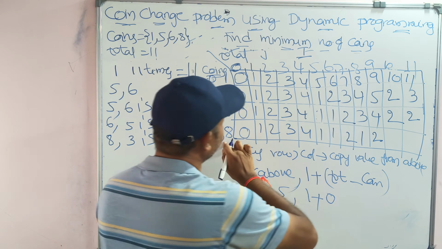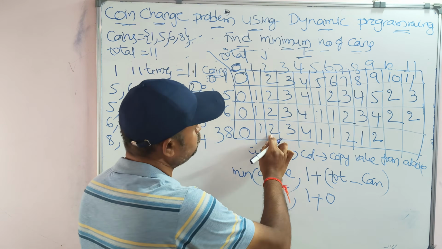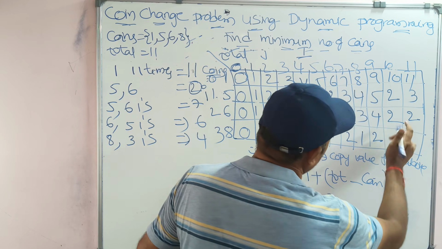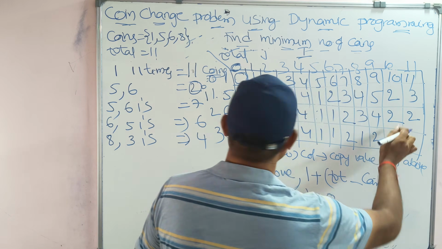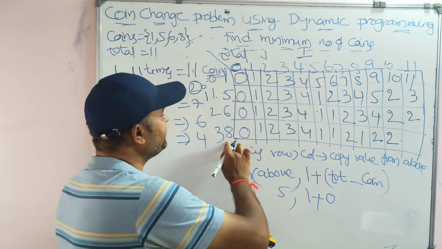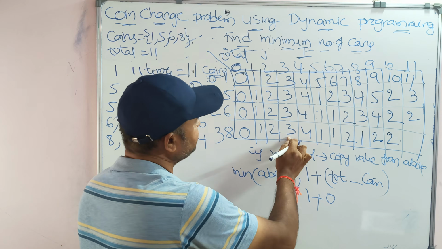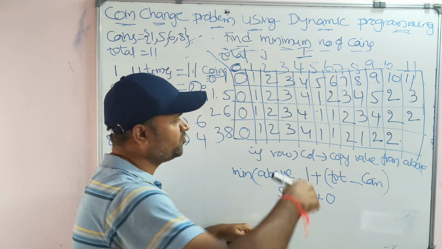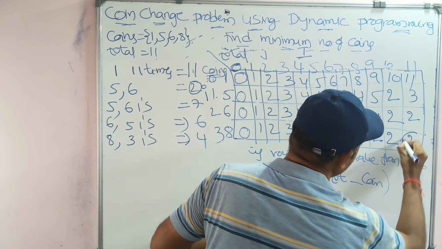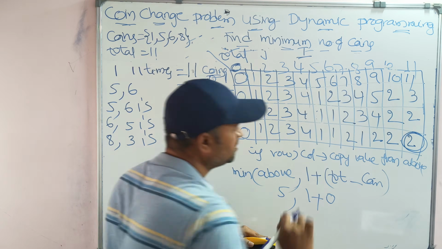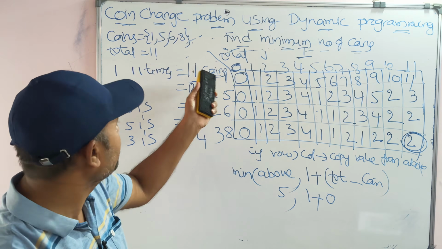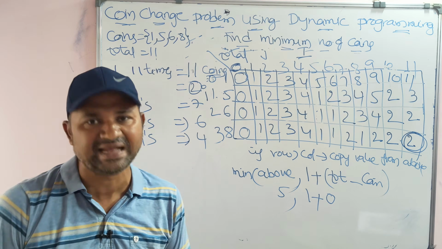Next, 10 minus 8 means 2. So 2 column contains 2. 2 plus 1 means 3. Out of 2, 3, 2 is the minimum number. Okay. Next, 11 minus 8 means 3. So 3 column contains 3. 3 plus 1 means 4. Out of 4, 2, 2 is the minimum number. So we can say that 2 coins are required in order to make a total 11.